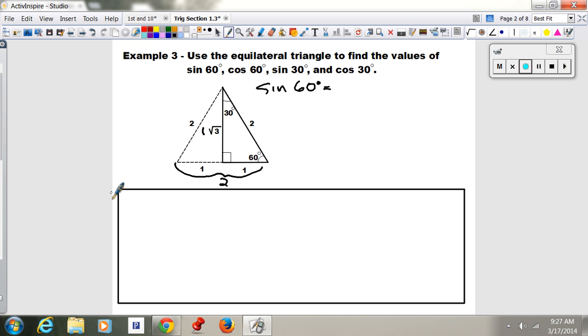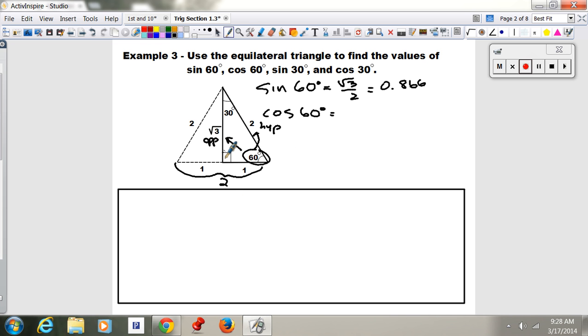Here's a 60 degree angle right there. Where's my opposite side? Opposite side is radical 3. Good. Where's my hypotenuse? 2. So I'm going to put radical 3 over 2. Guess what you get when you plug that into your calculator? You get 0.866. That might look familiar from last week. We talked about that on our unit circle. 0.866.